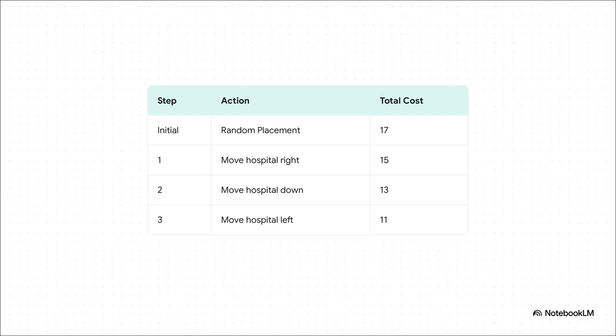And check it out. It's actually working. Our little hill climbing algorithm gets started. It looks around, moves a hospital to the right, and bam, the cost drops to 15. Awesome. Then from there, it moves another hospital down. Cost is now 13. One more move, and we're all the way down to 11. See? Each step is a small, kind of greedy, but definitely effective improvement.